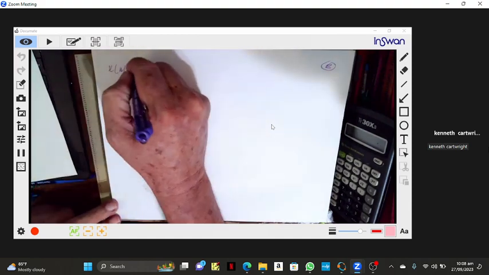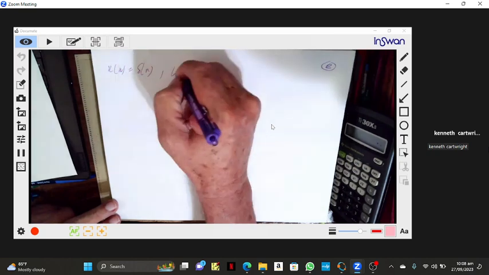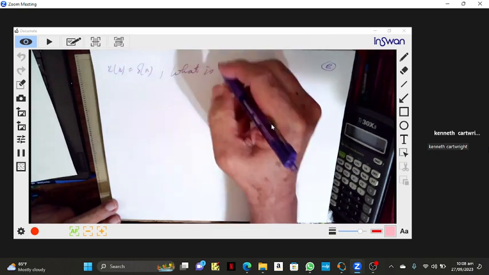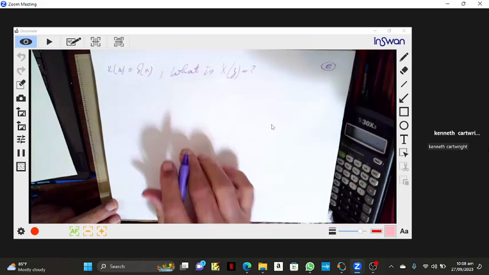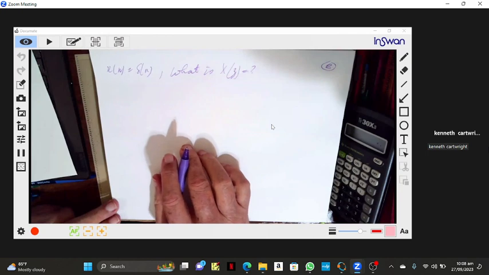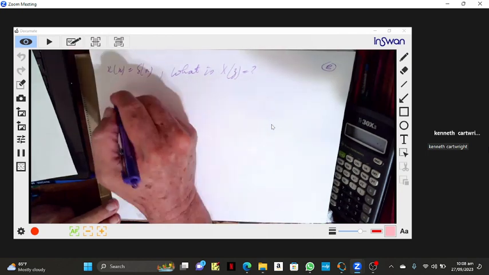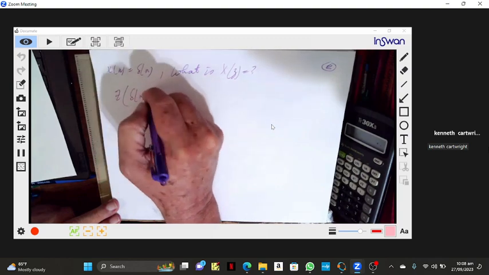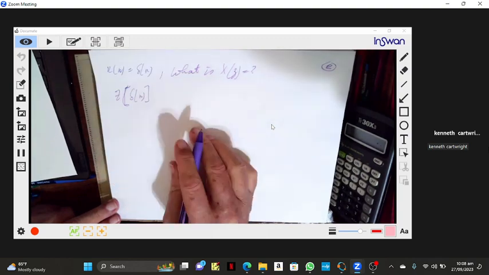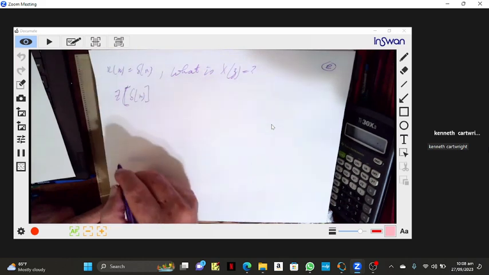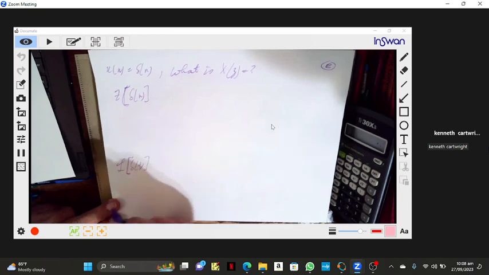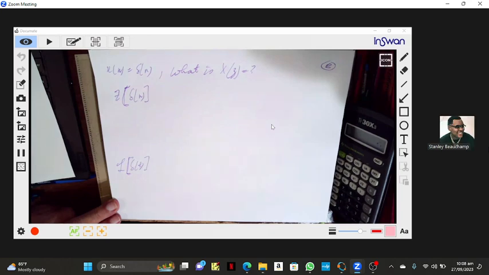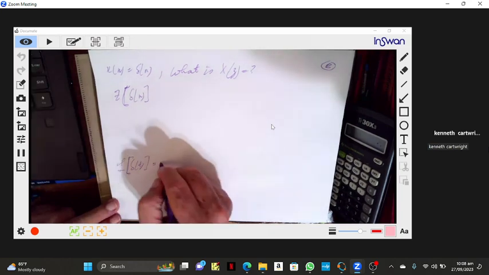So if x of n equals delta of n, what is X of z? In other words, what is the z transform of delta of n? What was Laplace of delta of t? Not a unit step function. 1. Just one.